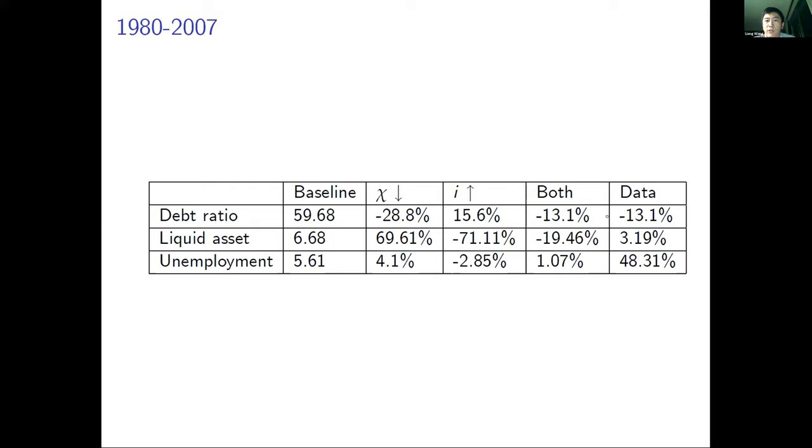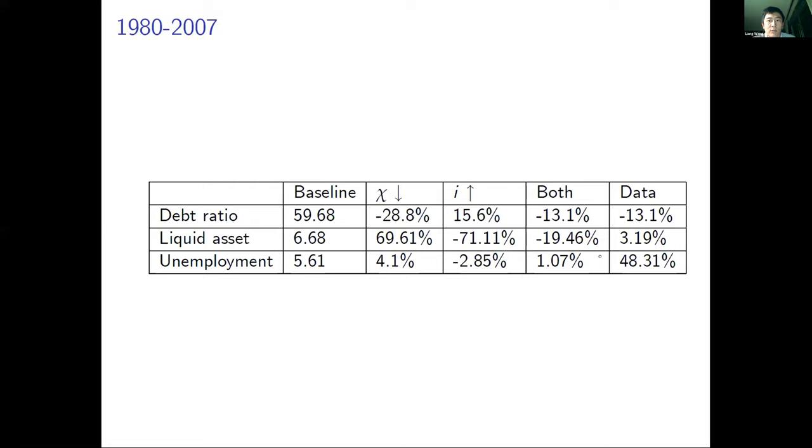Of course, in the first row, I'm able to hit exactly 13.3% of the data because that's how I pin down the change in the value of chi. But in the breakdown, you can see that from the baseline value to the 1980 to 1984 value, a larger change is brought in by chi, which goes in the same direction as the change in the real data. The nominal interest rate works in the opposite direction, and the magnitude of that change is smaller. When I look at the change in the liquid asset ratio and unemployment rate, the model is not doing as good a job as it does explaining the change in debt ratio.